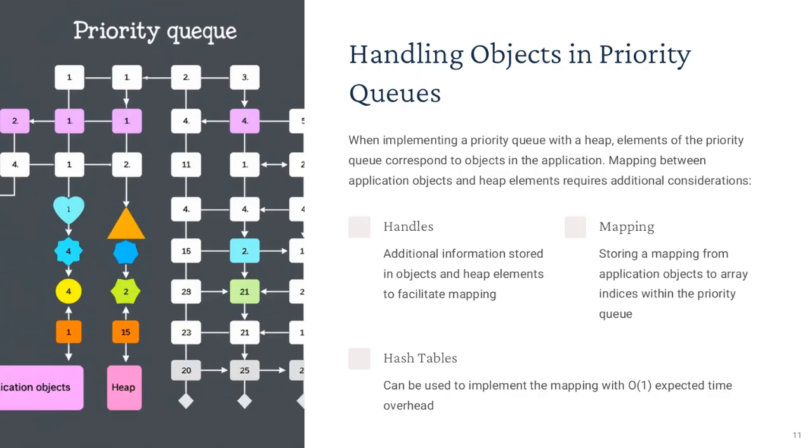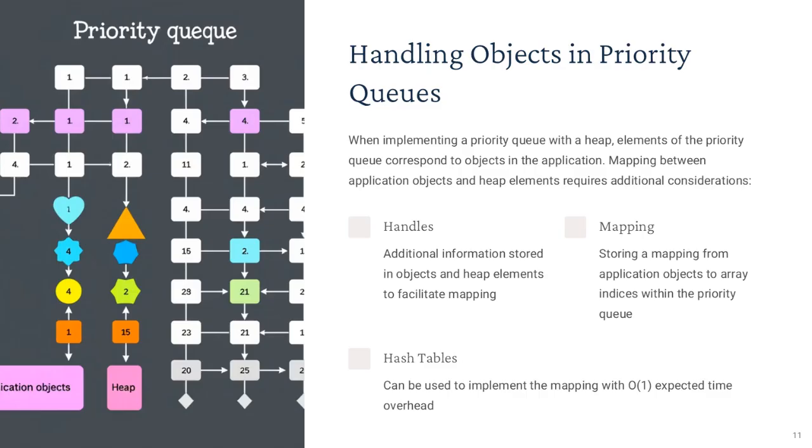The first approach involves using handles, which store additional metadata within each object or heap element, allowing efficient mapping. Handles are designed to be opaque, maintaining a clear separation between the application logic and the priority queue implementation. The second approach uses a separate data structure, such as a hash table, to map objects to their indices in the heap. This method simplifies the objects themselves but adds overhead to maintain the mapping.